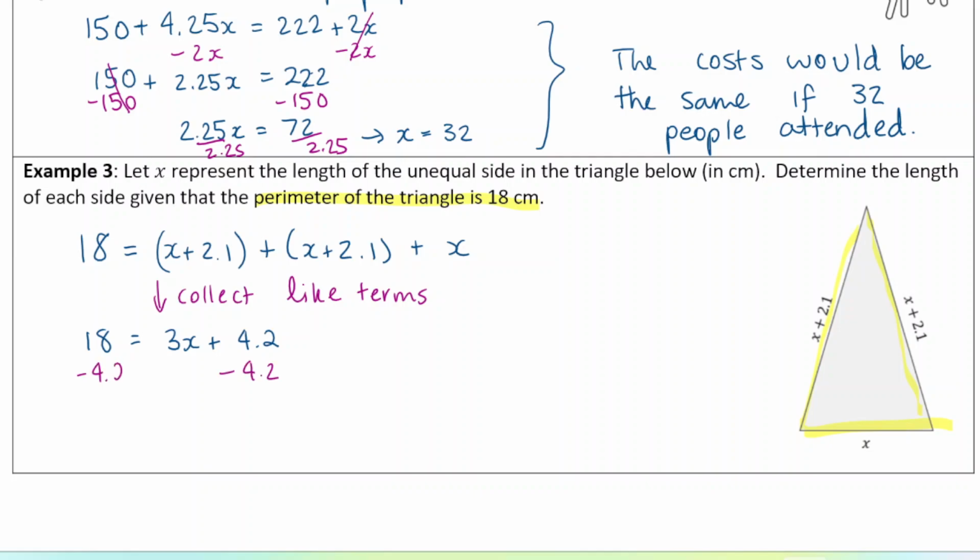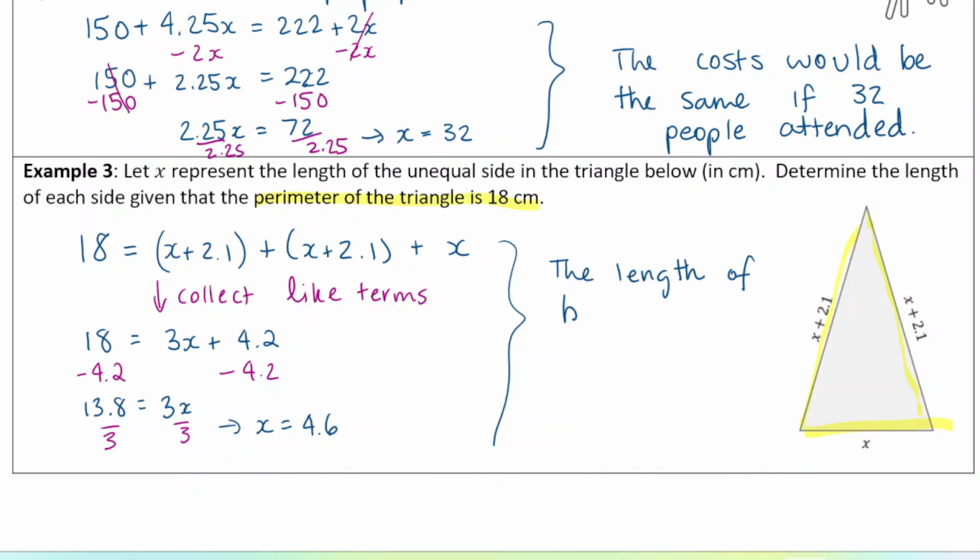So I'll first subtract 4.2, and I'll get 13.8 equals 3x, and I'll divide by 3 to isolate for x, 4.6. So let's write a little sentence. The length of the bottom side, right, so that one's x, is 4.6 centimeters.